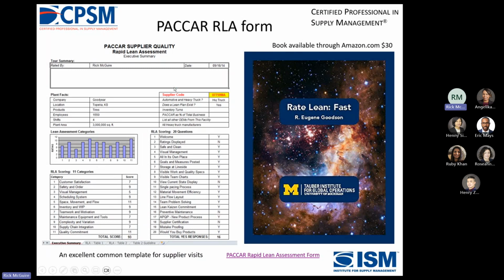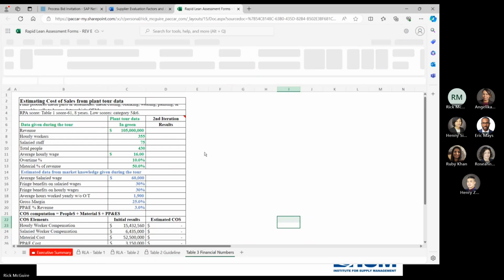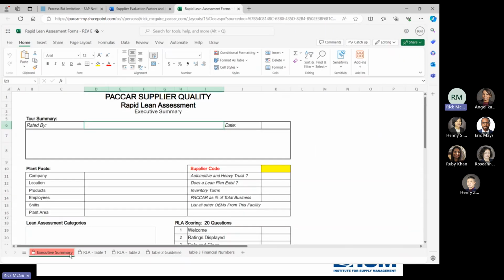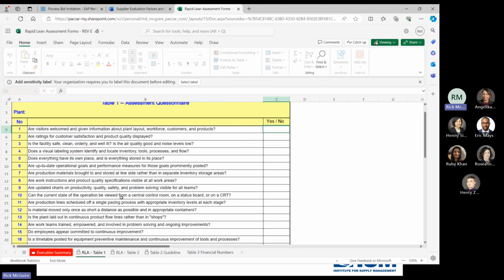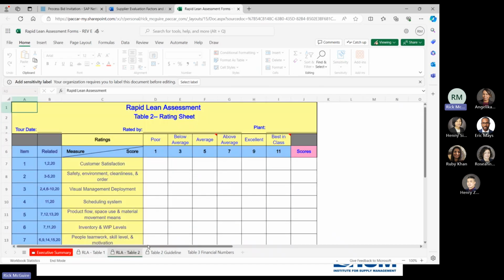And then the RLA form, Rapid Lean Assessment. It comes from this book here, which is about 20 years old now. This is a good form to take and work through when you're going to see a supplier. It gives you something to look at and fill out with your team once you leave the supplier. And this is what it looks like. So, executive summary on the front. Here's table 1. Just answer these questions, yes or no. Table 2, you're scoring them from 1 to 11. Why 11? I don't know.